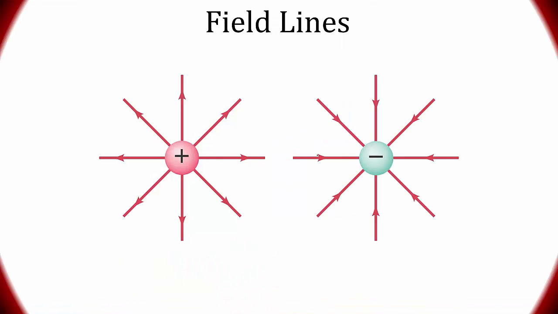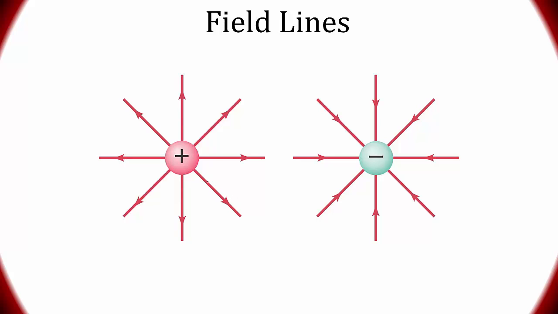So field lines look like this, nice and neat. And all we do is draw lines coming out of positive charges and going into negative charges, because that indicates the direction of the electric field. And then if the field lines are closer together, like they are near the charge, then that indicates that the field is stronger. Where the lines are farther apart, the field is weaker.